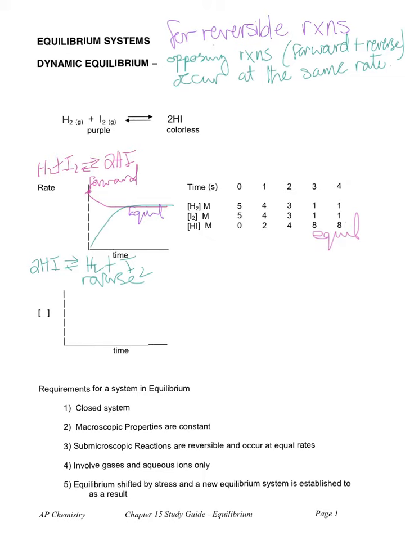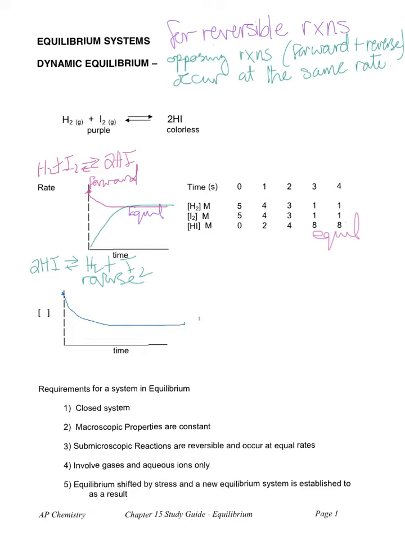Now let's look at it in terms of concentrations. So in terms of concentrations, let's start with my reactants. Reactants start pretty high. So my H2 and my I2 are pretty high. And as time goes by, I have less and less of my reactants. It looks like it goes from 5 to 4 to 3 to 1 to 1. So it starts pretty high and then it decreases and then at equilibrium becomes steady.